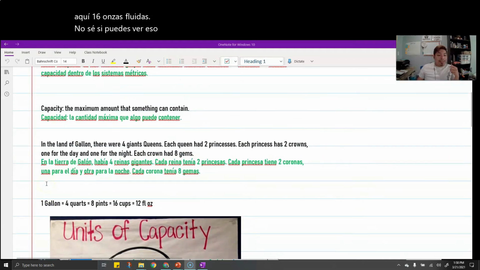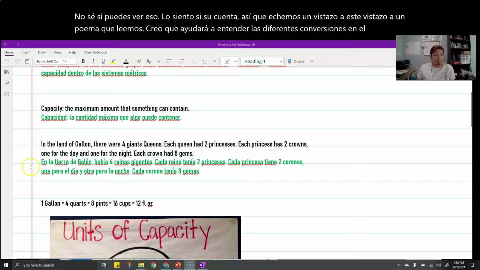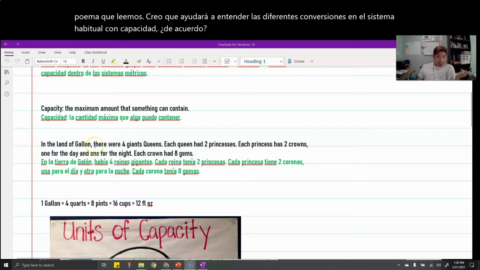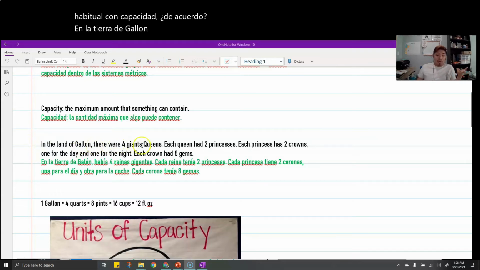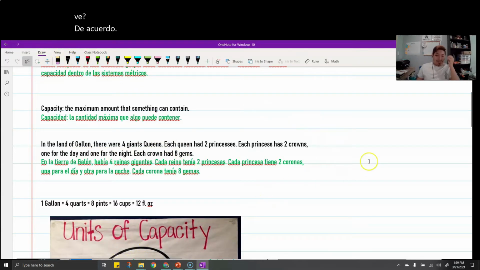So let's look at a poem that we read. I think it'll help out understanding the different conversions in the customary system with capacity, okay? In the land of Galen, there are 4 giant queens. Each queen has 2 princes. Each prince has 2 crowns, one for the day and one for the night. Each crown has 8 gems, okay? So what does that look like? Okay, I'm gonna try to draw it right here.